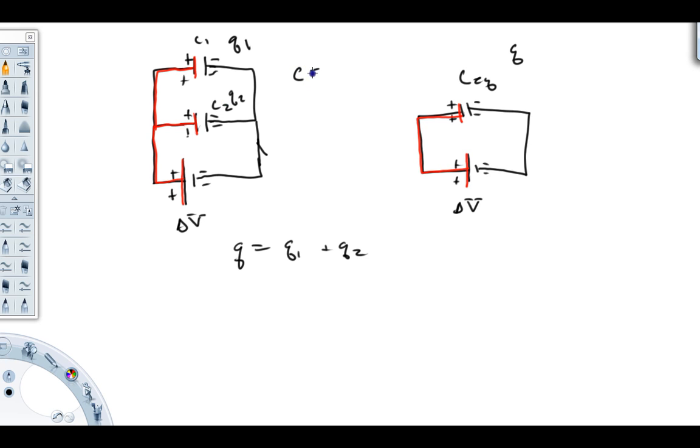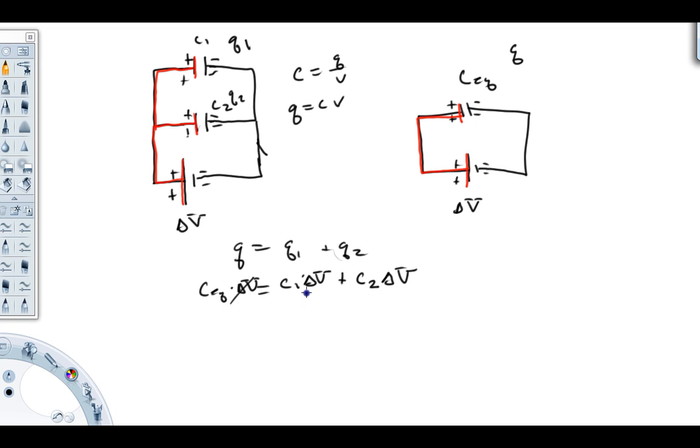Now, again, remember, capacitance is charge over voltage, so this can be written charge equals capacitance times voltage. So the Q1 here, I'm going to write as C1 times the voltage across that capacitor, which is delta V, the voltage of the battery. Q2 is going to equal C2 times delta V. And then Q, the charge on my equivalent capacitor, can be written as C equivalent times delta V. And again, this delta V in the picture is the voltage red to black, red to black, red to black. They're all the same.